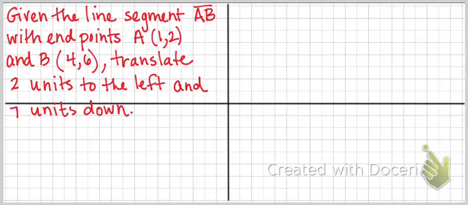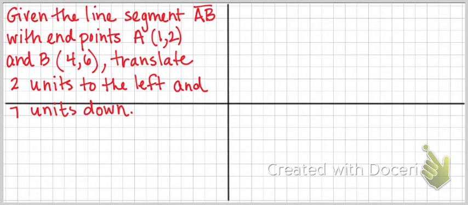Here it says, given the line segment AB with endpoints (1, 2) and (4, 6), translate 2 units to the left and 7 units down. I'm going to show you how you can solve this and find out the new endpoints after you've translated it, both by graphing and then also by changing the x and y coordinates and adding and subtracting from them.